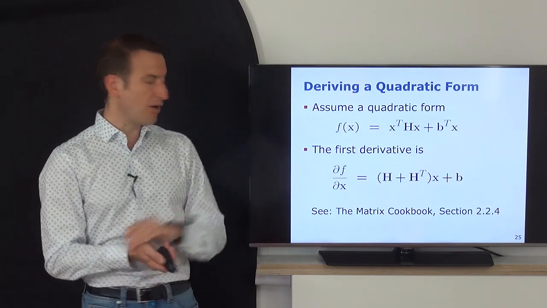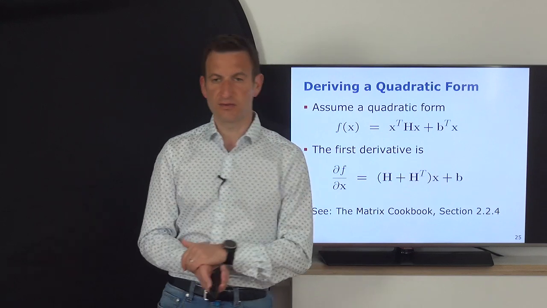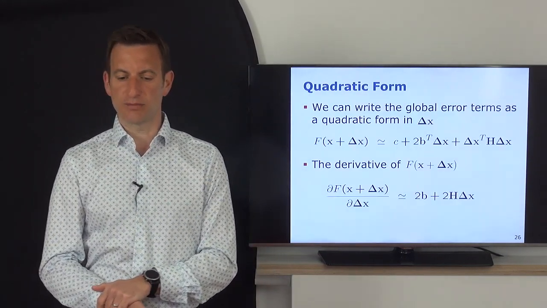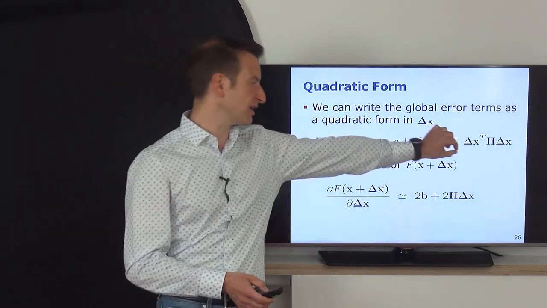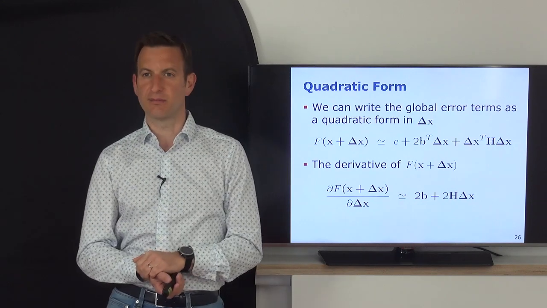So now we know how to compute the first derivative of this quadratic form. It will give us this derivative. So we can just take it and apply it to our problem. So again, this was our quadratic form. And then we compute the first derivative of this quadratic form.